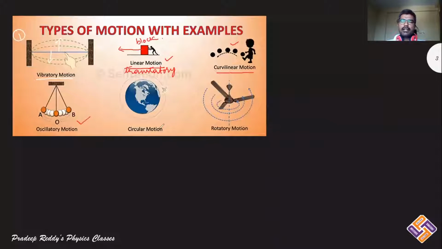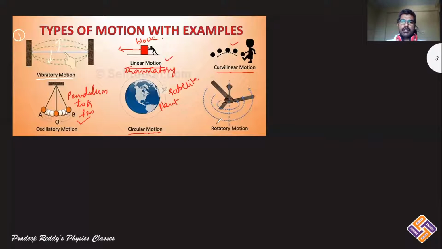Next is oscillatory motion. An example of oscillatory motion is the pendulum clock. It moves to and fro, or back and forth. Circular motion is a satellite revolving around the planet, or a planet revolving around the sun. Such type of motion is said to be circular motion.